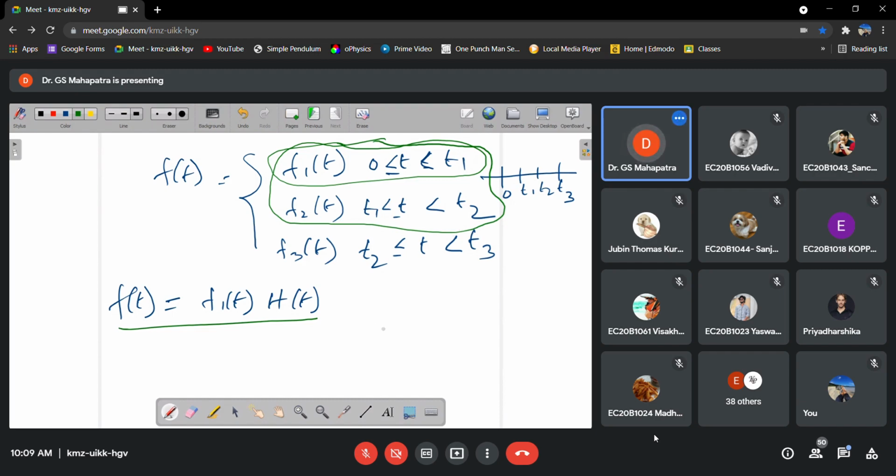Now the second one, from t1 to t2. There is no f1 here, so f1 should not be there, but f2 of t should be there. Since t1 and t2 are both non-zero, I can write it like that. Plus the Heaviside function H of t minus t1. But should I write f of t2 or something else? I'm waiting for your answer. Is it correct?